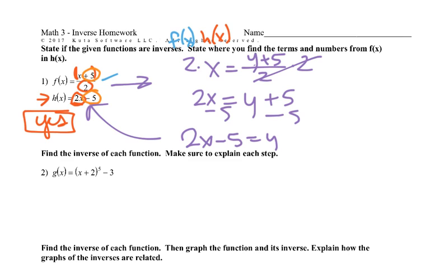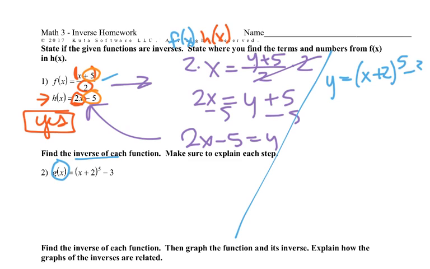Okay, now looking at number 2. This one we do want to find the inverse of each other. So I'm going to do it over here where I have more space. So I take the g of x, that becomes y. Then we swap the x and the y. Then we solve for y. So first thing you have to do is add 3 to both sides.